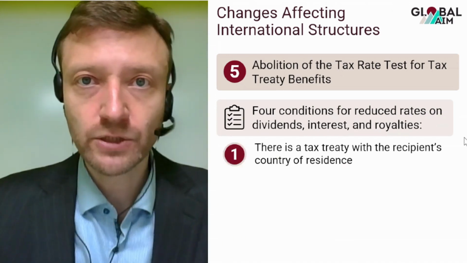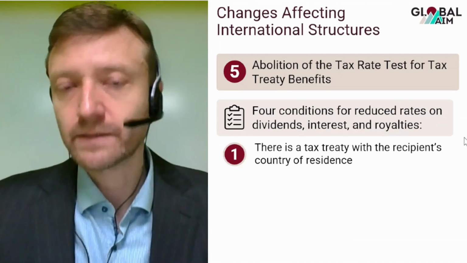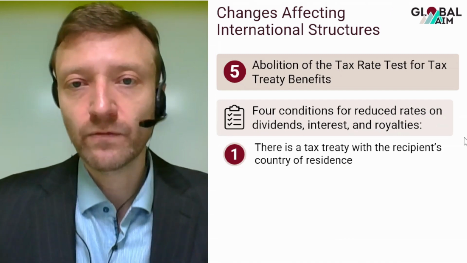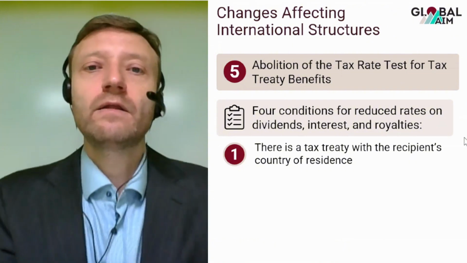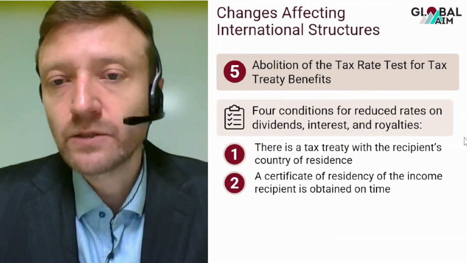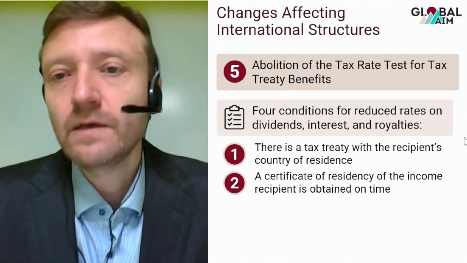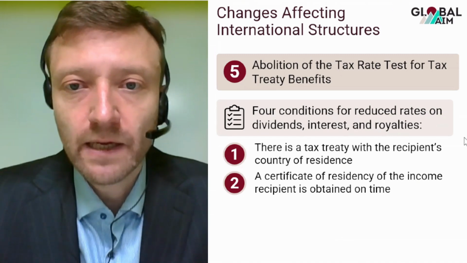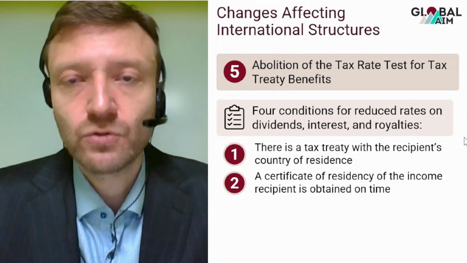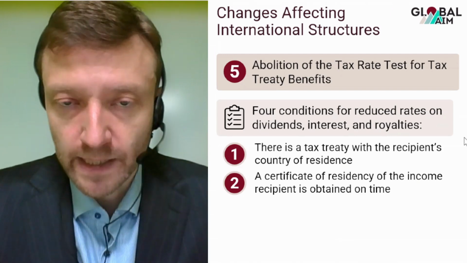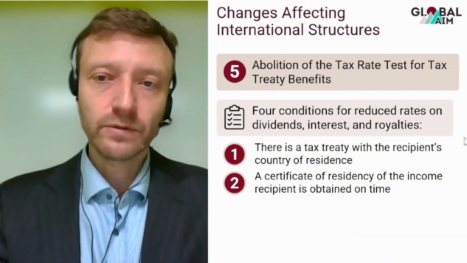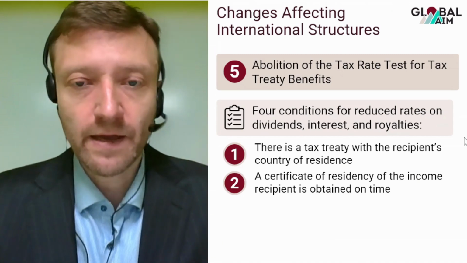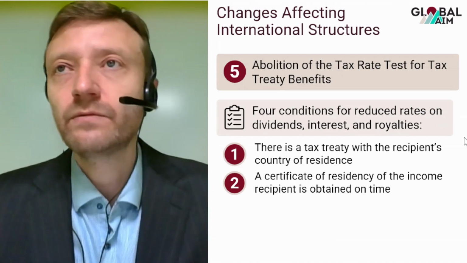So now 4 conditions remain, and no subject to tax requirement. So subject to tax is not one of the 4 conditions to apply the treaty benefits. What are the 4 conditions? There should be a tax treaty with the country where the recipient of income is located, which is fair enough. Otherwise, there are no treaty benefits. A certificate of residency of the income recipient should be available and obtained in time. Again, this is a formal requirement, but important because it's checked very thoroughly by the tax authorities in Kazakhstan. And it's not unusual either. It's important to confirm the tax residency of the recipient of income.